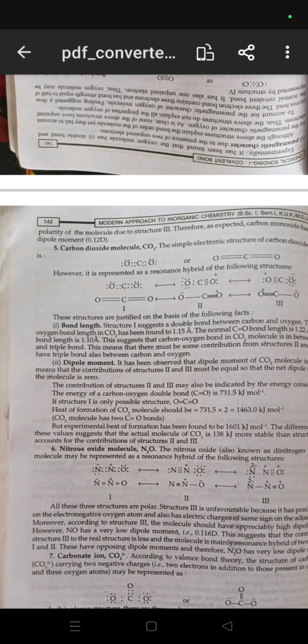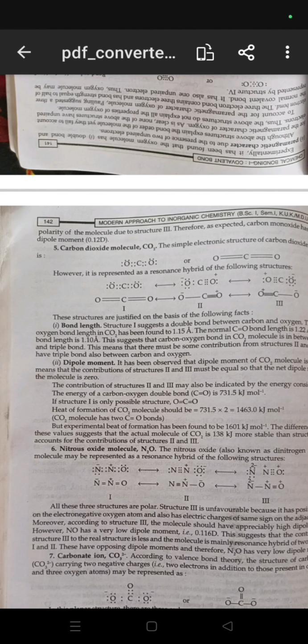Fifth, carbon dioxide molecule, CO2. The simple electronic configuration of carbon dioxide is below. First, bond length. Structure first suggests a double bond between carbon and oxygen. The carbon-oxygen bond length in CO2 has been found to be 1.15 Angstrom. The normal C=O double bond length is 1.22 Angstrom and the C≡O triple bond length is 1.10 Angstrom.